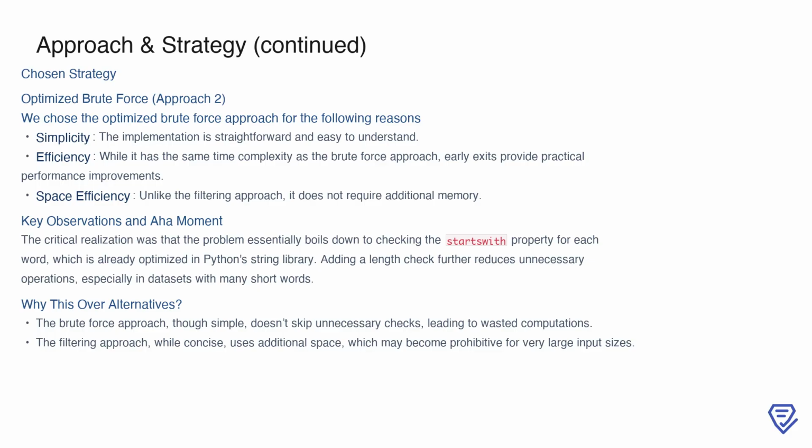The key insight here is that the problem boils down to checking the starts with property for each word, a process already optimized in Python's string library. Adding a length check further enhances efficiency by skipping irrelevant words. Compared to the alternatives, this method avoids the performance drawbacks of brute force and the memory overhead of filtering, making it a balanced and effective solution for the problem.